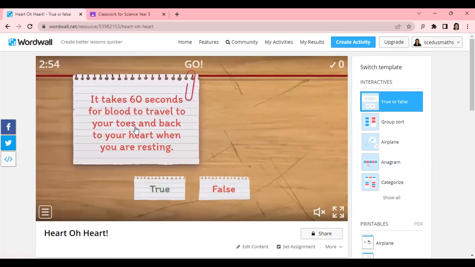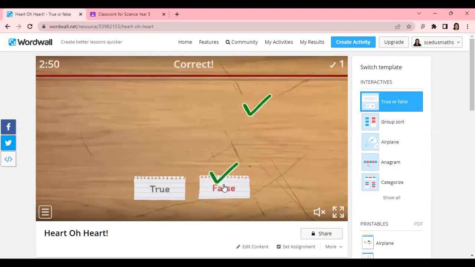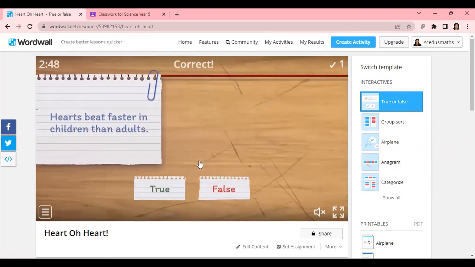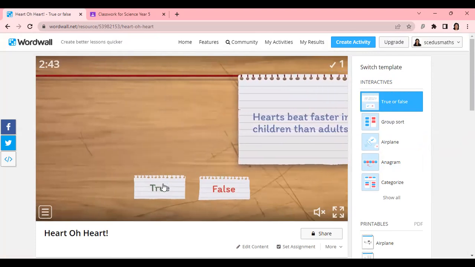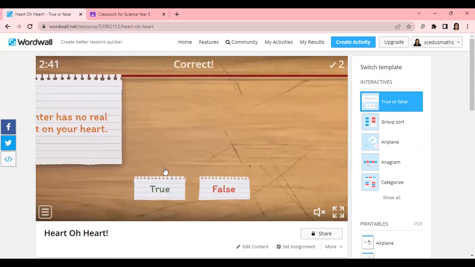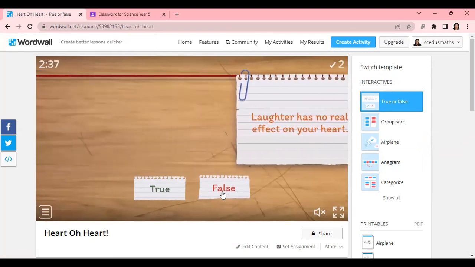Yes. It takes 60 seconds for blood to travel. False, false, false, false. Good. True, true, true, true, true, true. Okay. True. Laughter has no real effect. False, false, false, false.